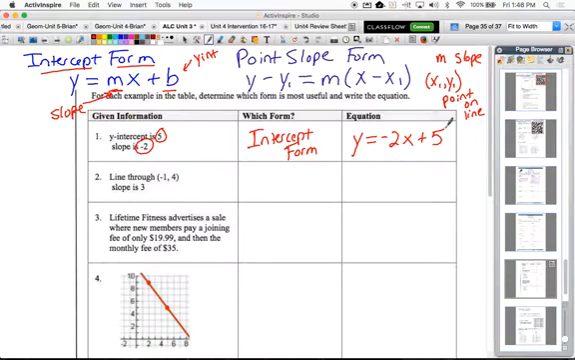Problem number 2. We're looking for the equation of the line through the point -1, 4, and a slope of 3. All right, so this time we're given a point, and we're given a slope. So if we're given a point and a slope instead of a y-intercept and a slope, that means we're going to use the point-slope form. So remember, in the point-slope form, we're given the x and y value for a point, and we're given the slope. So we're going to first off write the point-slope form.